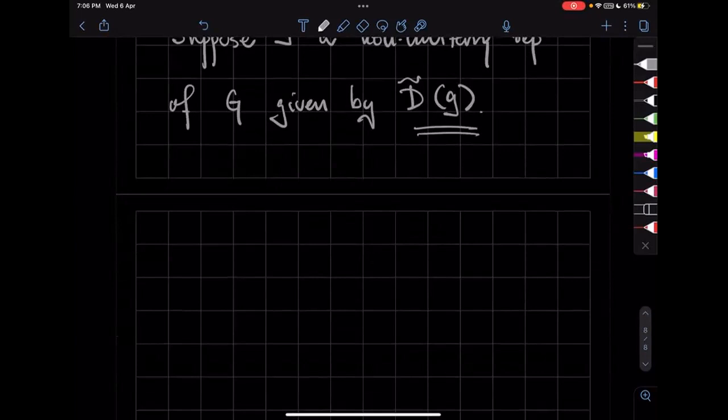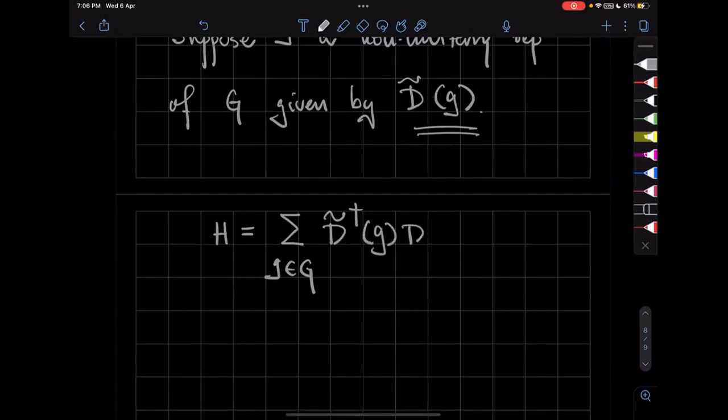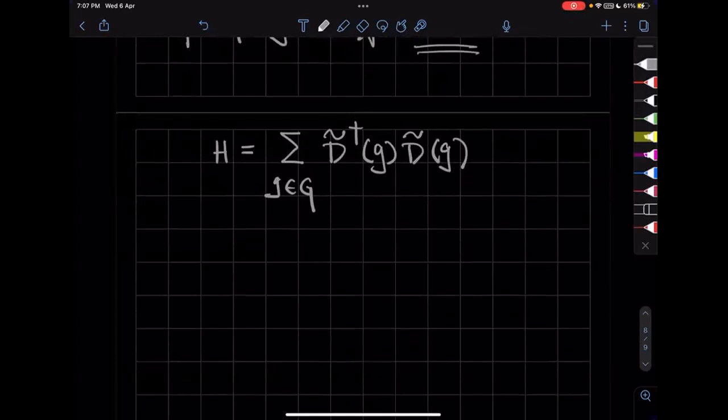So the idea is to construct a unitary representation. Okay. So let's consider an object which we call H, and H is going to be the sum over all the group elements of d tilde dagger of G, d tilde of G. Now, it should be obvious that H is Hermitian.